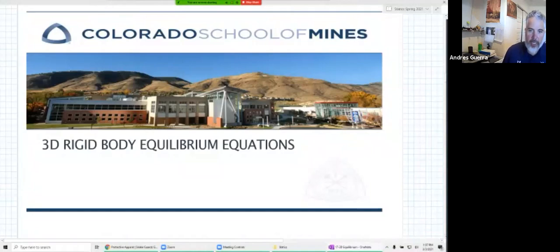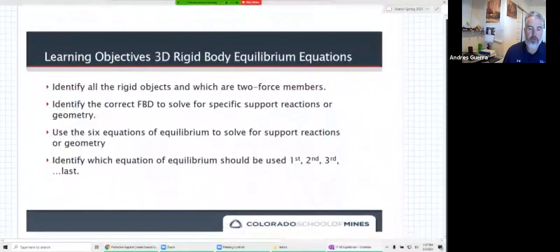3D rigid body equilibrium, but we're going to focus on solving the problems now. So drawing the FBDs and solving these problems.